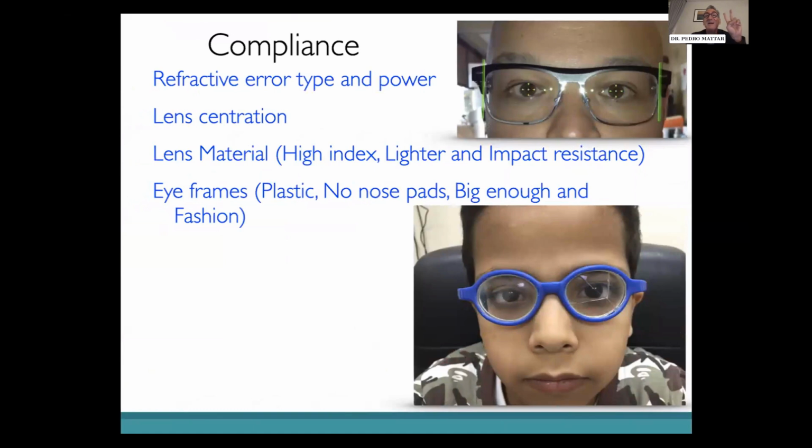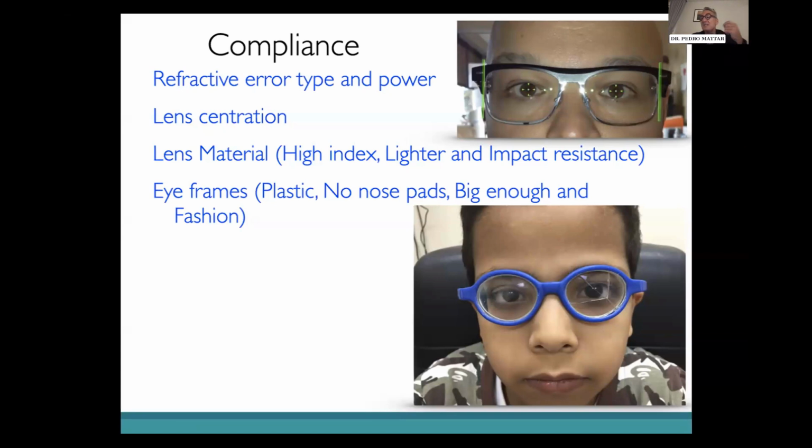The type of refractive error and the power, the calculation of the correct prescription is important, but the lens centration is fundamental. Sometimes you receive a child that has the right glasses with the right prescription, but when they make the glasses, they're not centered on the pupil. If the child has astigmatism, he will not tolerate these glasses. So sometimes it's not only about measuring the power on the spectacles. You also have to measure the optical center and put it on the face of the child to see if there is a centration of the lens or not.